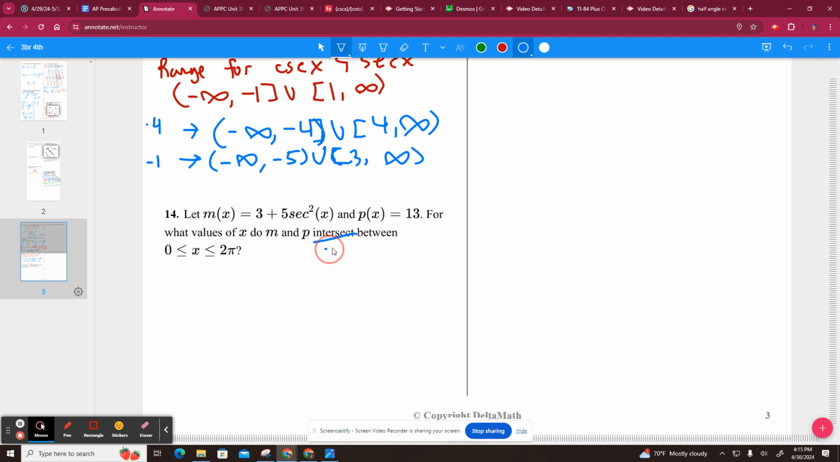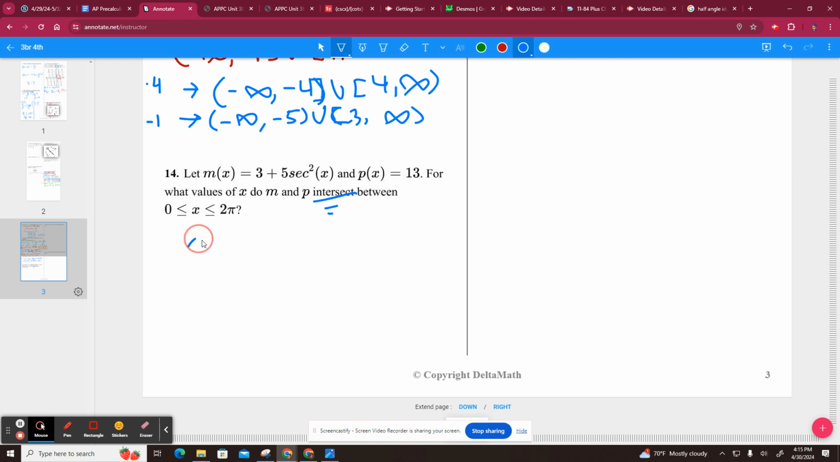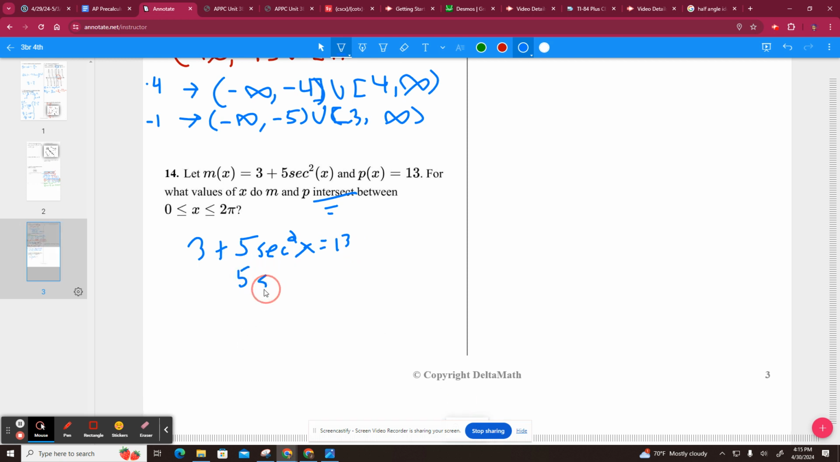So intersect means that they're equal. So I'm going to set them equal to each other. 3 plus 5 secant squared x equals 13. And then subtract 3. That gives me 5 secant squared x equals 10. Divide by 5 on both sides.